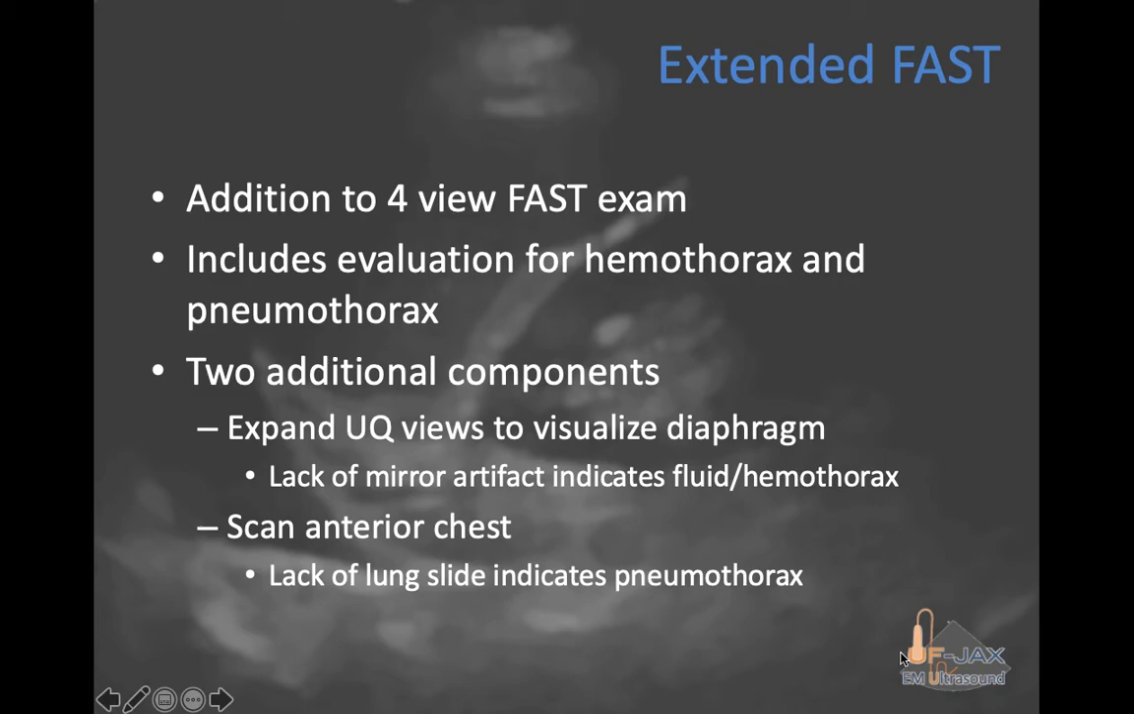We have already talked about the upper quadrant views, and that's a critical component to the extended FAST. So while you're interrogating that right and left upper quadrant, you simply need to slide your probe a little more cranial to be able to evaluate the pleural space. You're also then going to be interrogating the chest for pneumothorax, which does require an additional view, so we'll discuss that in just a moment.